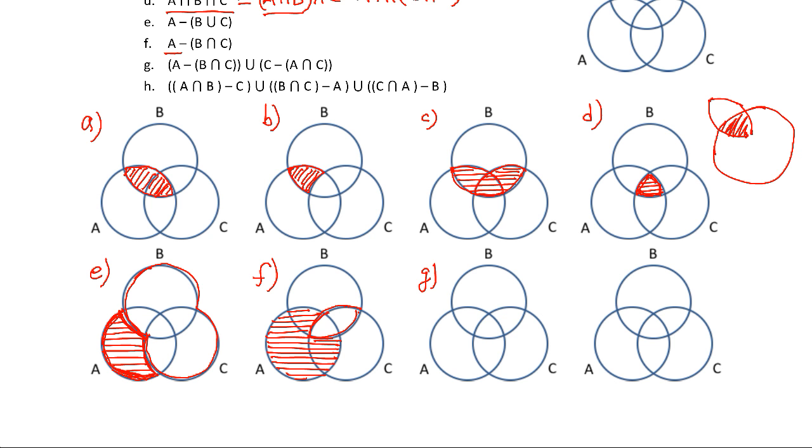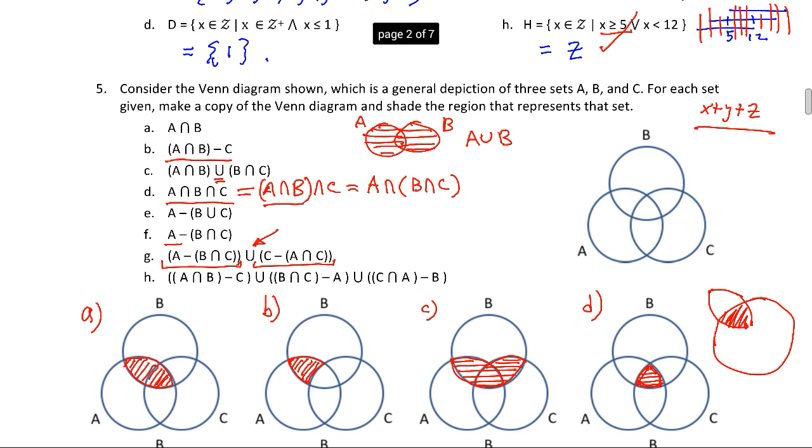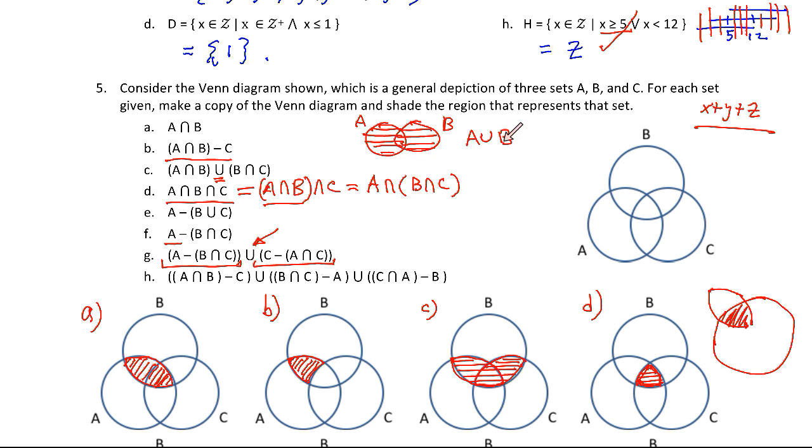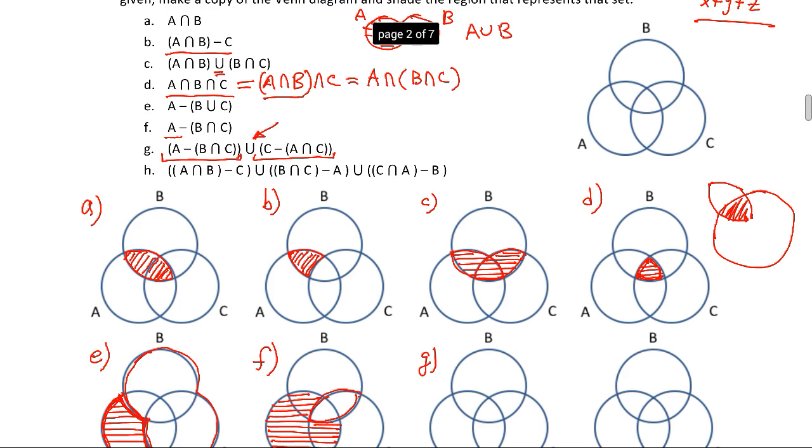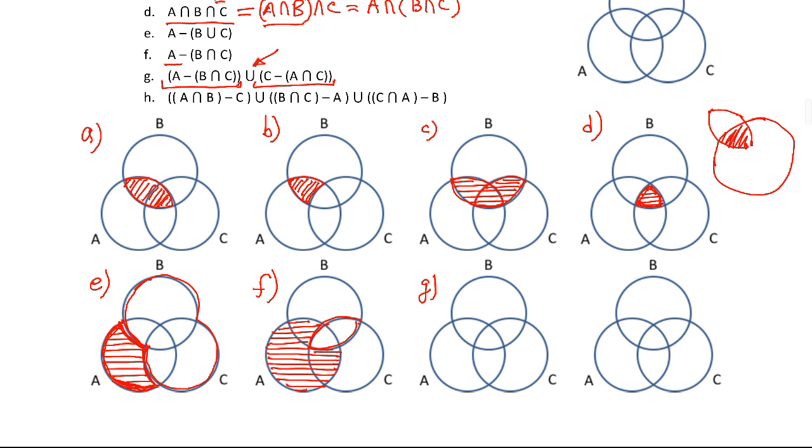Part G looks like, but it's a union. So I can just shade in one side, and then just shade in the other, and then everything that's shaded is the union. Remember, the union shades both sets, so I can just shade one in and then the other, and I'm done. Okay, so part G says A minus B intersects C. Hey, that's exactly what the previous part was. So I'm going to take the union of A minus B intersects C.